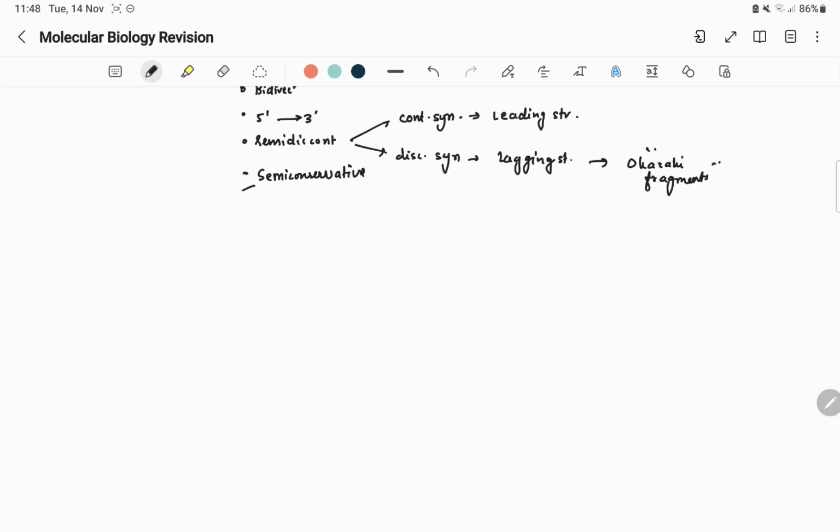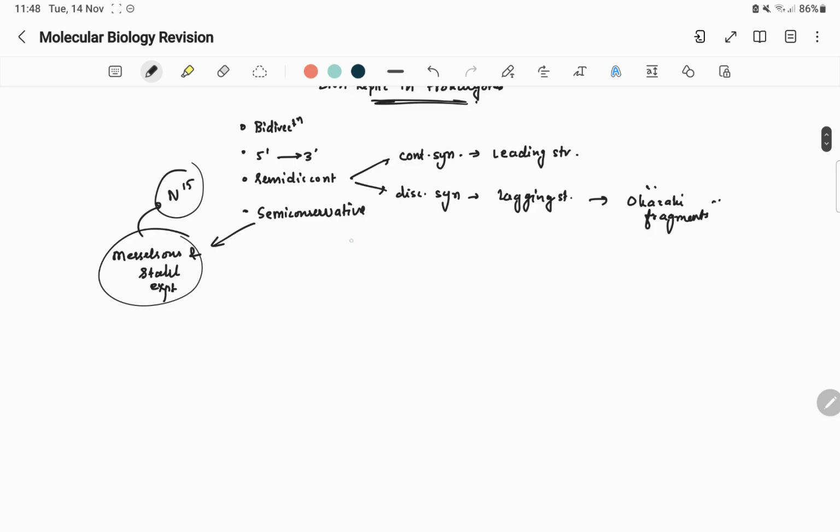As I said, it is semi-discontinuous, and it is also semi-conservative. This semi-conservative nature was proved by the Meselson and Stahl experiment, which used the heavy isotope N15. Semi-conservative means that each daughter DNA has one old strand plus one newly synthesized strand.